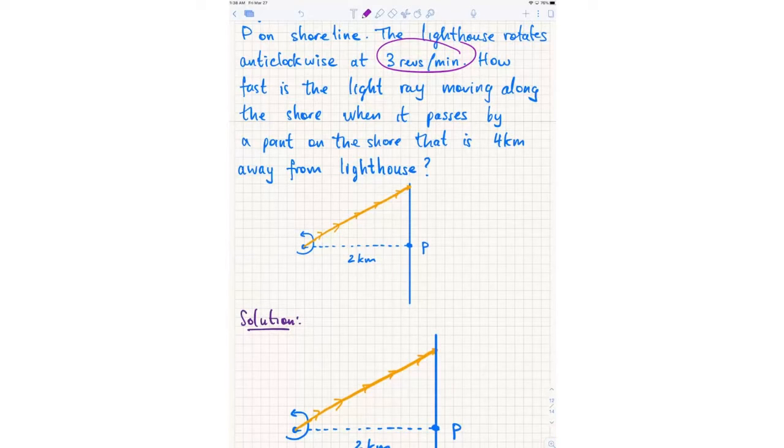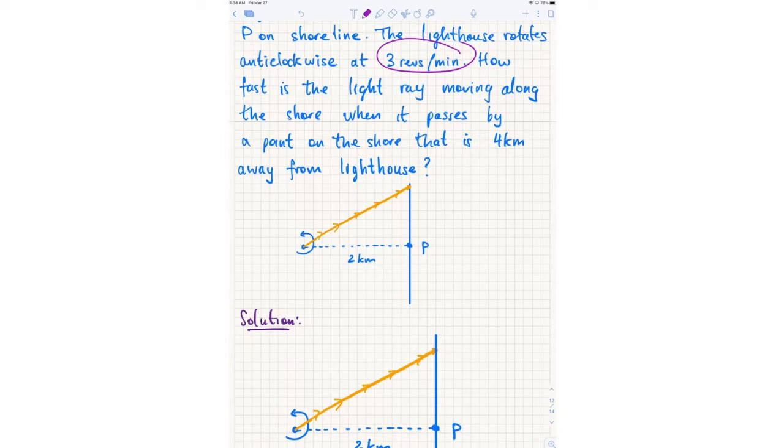If you're not sure exactly what the answer is, first ask, what type of variable is changing at 3 revs per minute? Is it a length? Is it an area? Is it an angle? Is it a volume? Is it something else entirely, right? What type of variable is changing at a rate of 3 revolutions per minute? But don't tell me the lighthouse, because lighthouses don't change at revs per minute.